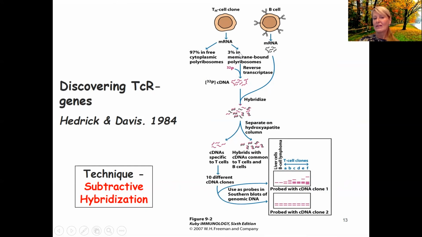So they just wanted to look at the messenger RNA that was on membrane-bound polysomes. That's about 3%. And so 97% of mRNA is on free cytoplasmic ribosomes, so they discarded that. And they just kept the membrane-bound piece. Then they said, let's fuse this mRNA and this mRNA to see what's in common and what's different. In order to do that, they first had to make a cDNA copy of this membrane-bound messenger RNA. They did that by a process called reverse transcriptase.